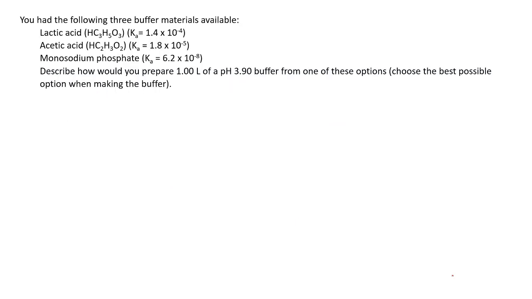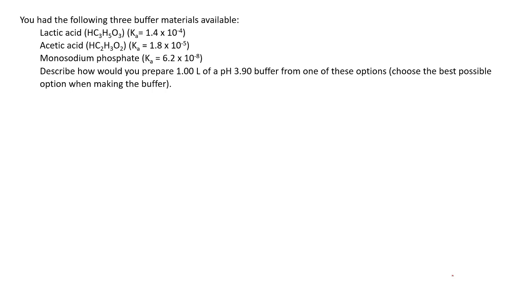So now let's look at one more question. Let's look at how to actually make a buffer. This question is a combination of first a conceptual point and then a math part. We have the following buffer materials available. We want to describe how we're going to prepare 1 liter of a pH 3.9 buffer from one of these options. To start, we've got to figure out which is the best option.